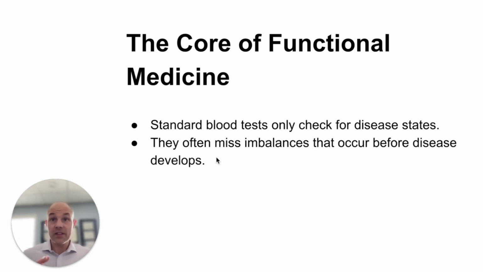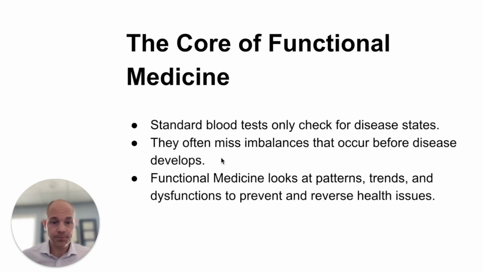So with a functional blood chemistry analysis, we're not going to miss imbalances and collective imbalances to understand the development of a challenge or a problem before the actual label of a disease. Last but not least, functional medicine looks at patterns, trends, and dysfunctions to prevent and reverse health issues. So I want to give you some demonstrations of this.